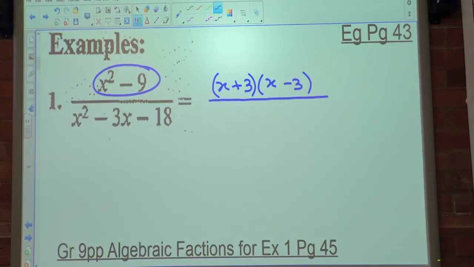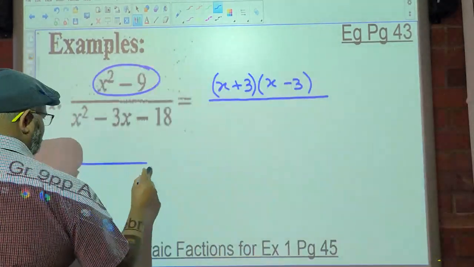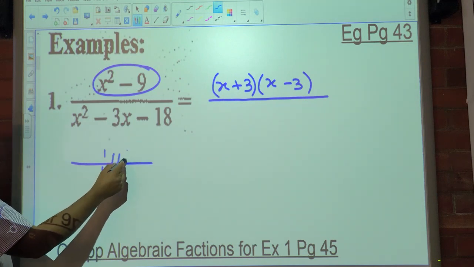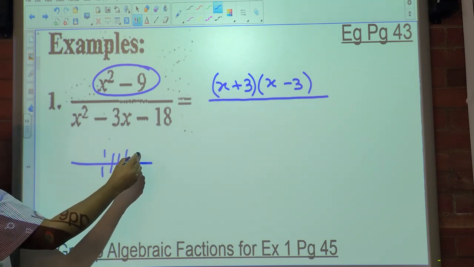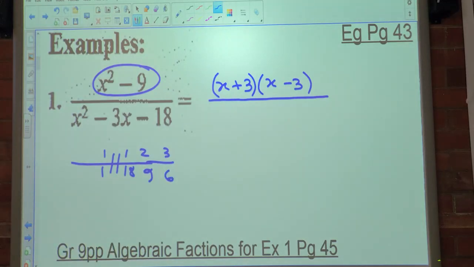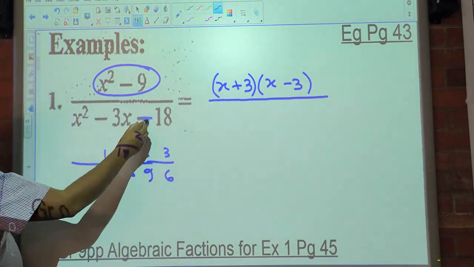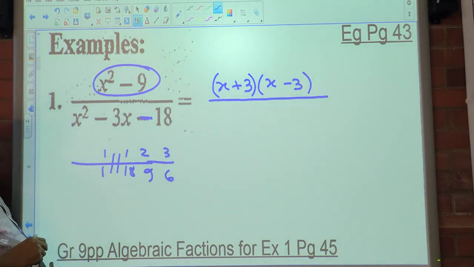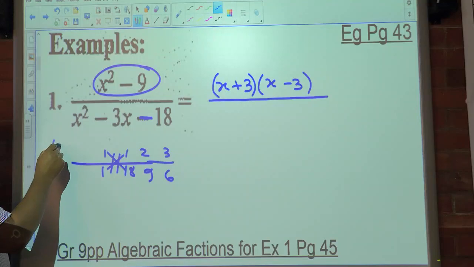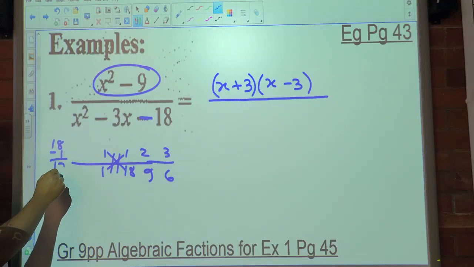Trinomial. So how do I solve the trinomial? Product line. What goes on the side? 1 and 18. 2 and 9. 3 and 6. Do we add or subtract our products? Subtracting. Why? The 18 is negative. If that had to be positive, we would have added the factors. So 1 times 18 is 18, 1 times 1 is 1. 18 minus 1 is 17.